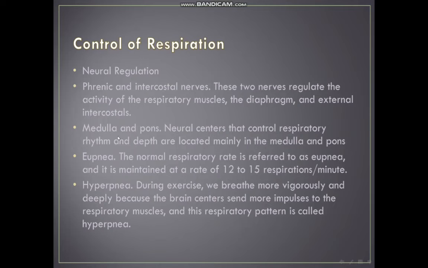lungs. The medulla and pons are the neural centers that control the respiratory rhythm and depth. So the center of respiration is located in the medulla and pons. Eupnea, the normal respiration rate, is called quiet respiration. It's about 12 to 15 respirations per minute. Hyperpnea occurs during exercise or hard work. In this condition you will breathe fast, more than 15 respirations per minute. This condition we call hyperpnea.